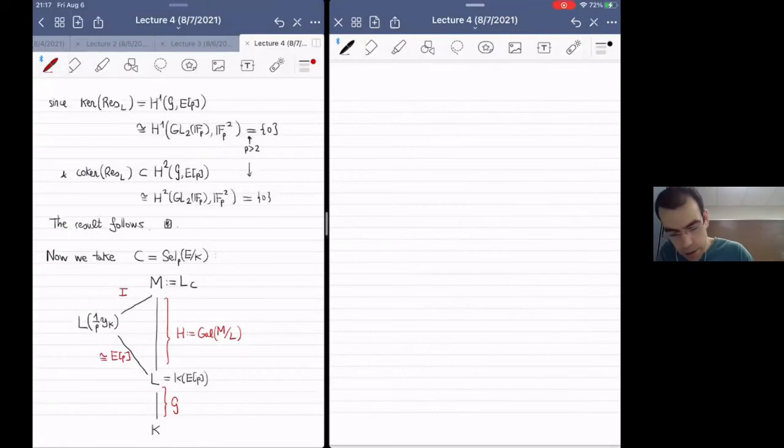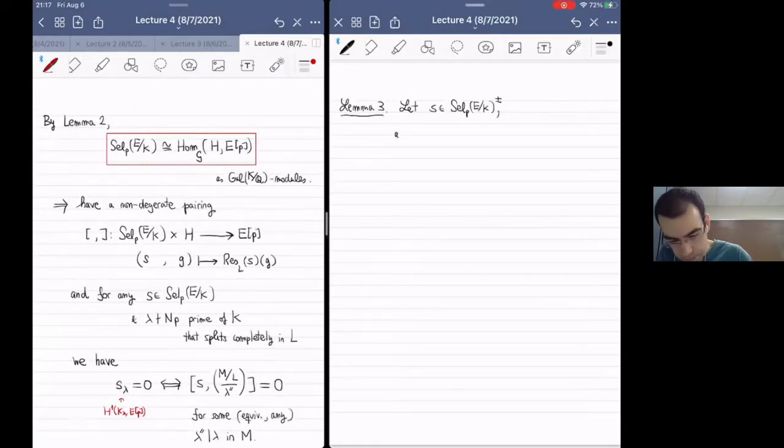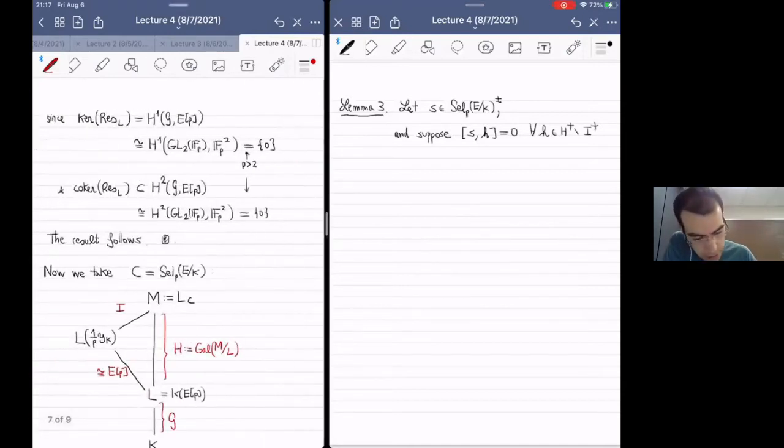Okay, third lemma. Let's take a class S, which is a Selmer class in a fixed eigenspace, and let's suppose that under this pairing that we just introduced, it pairs to 0 against all the elements H in H plus-minus I plus. Let's go back to this diagram. Both this H and this I will have an action of tau, again by conjugation, so it will split into plus and minus eigenspaces, and here I'm just taking the plus eigenspace.